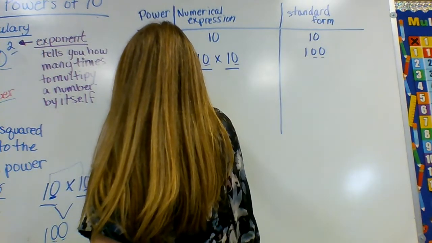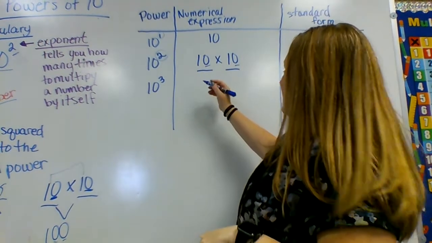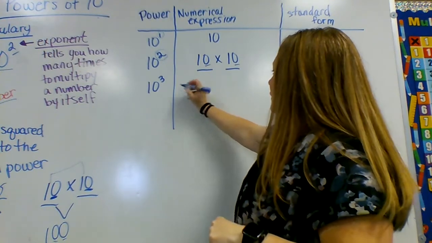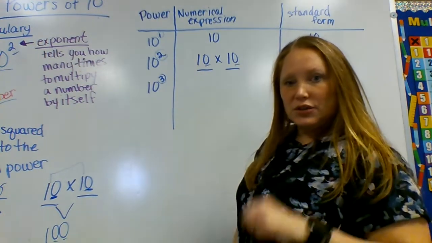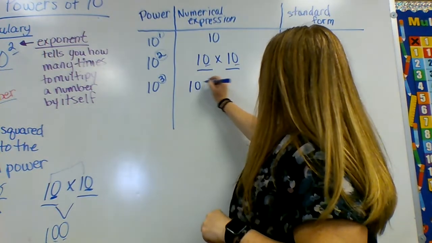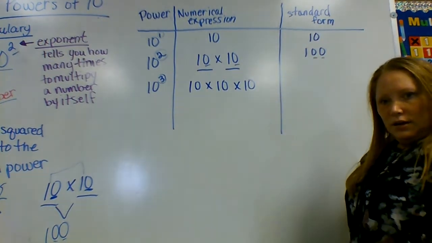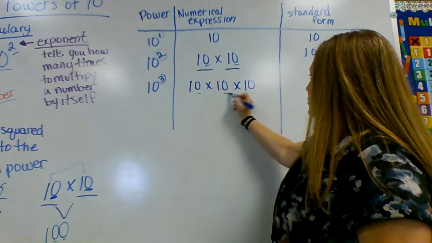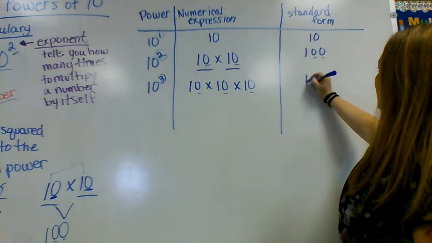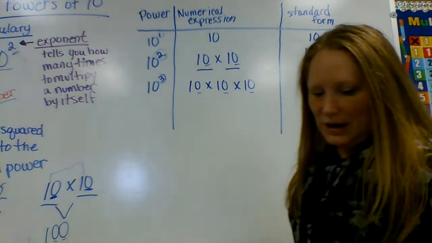Let's do 10 to the third power. What do you think our numerical expression is going to be? How do you solve it? Well, my exponent says 3, so how many 10s am I going to multiply? 3. 10 times 10 times 10. Let's look at this. How many zeros are here? 1, 2, 3. And the exponent told us. So in my answer, I'm going to have 1 and then 3 zeros. Easy peasy.